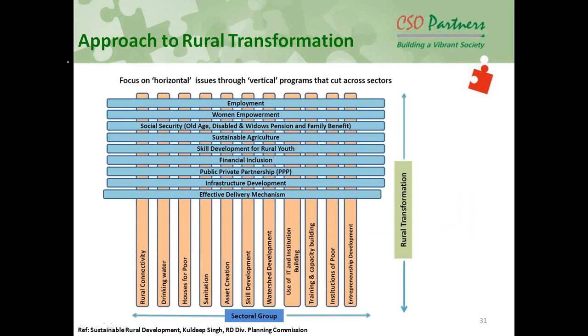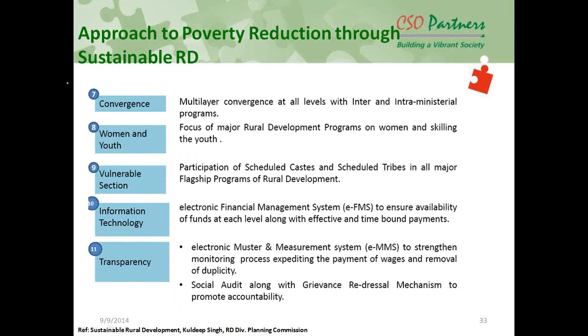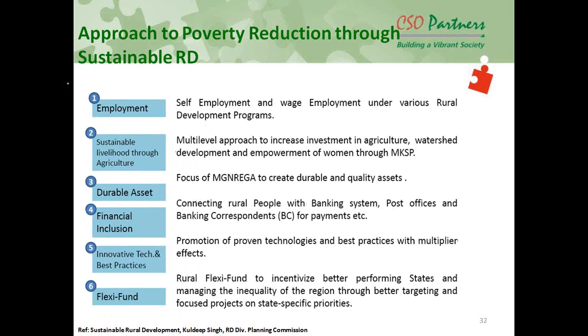I will skip too much on this. You see the approach to poverty reduction, what the government is trying to do through different government programs: generate employment, sustainable livelihood through agriculture, and create durable assets. MGNREGA is that program we are talking about. They will create durable assets, village roads and so on, but I don't know how much they have created.